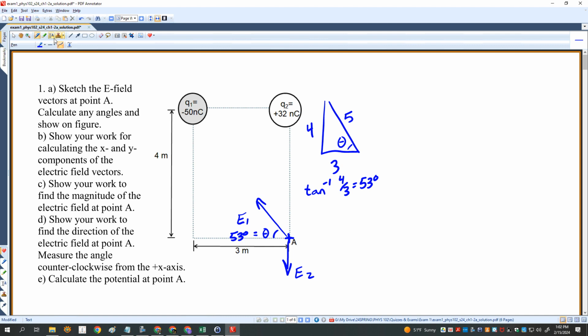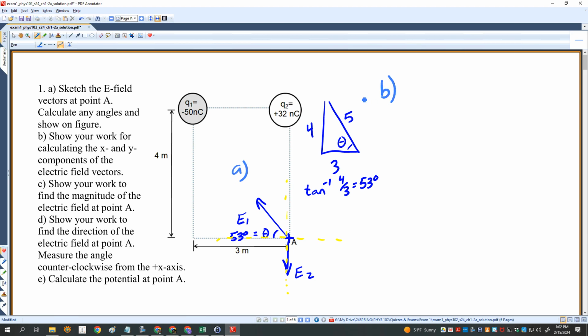So effectively just drawn, a free body diagram. Let's just sketch, there's our y-axis, there's our x-axis. So those are my two force vectors on that free body diagram. Now I want to show your work for calculating the x and y components. So this was part A right here.